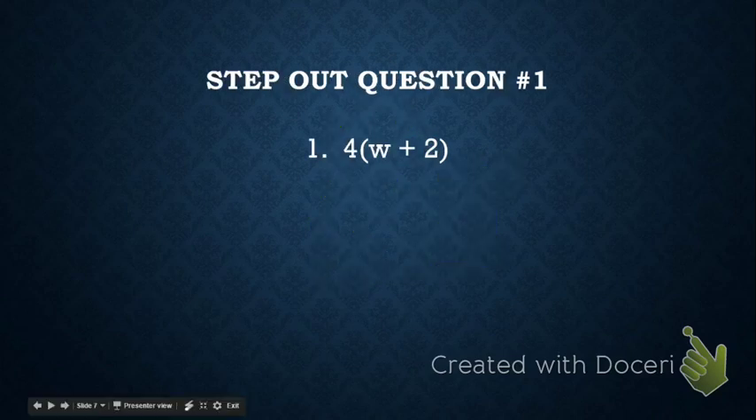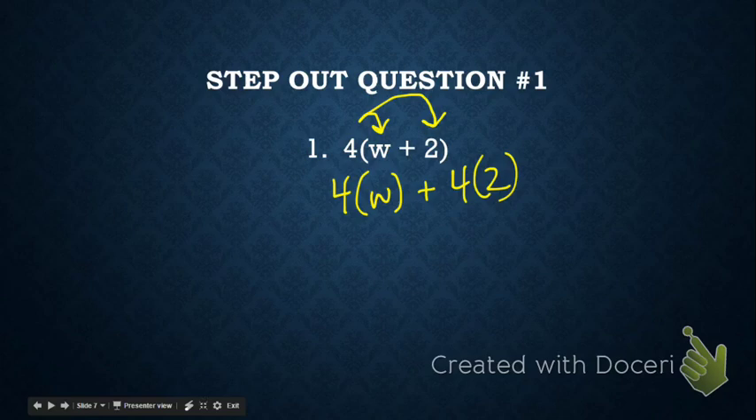So let's take a look at this next one. This is actually number 1 from your sprint number 1. It says 4 times w plus 2. So using the distributive property, we're going to distribute 4 to w and 4 to the 2. So 4 times w plus 4 times 2. This isn't necessarily a step-out question, but what I'd like you to do is go ahead and finish simplifying this expression. If you need to pause the video to do that, go ahead and do so now.